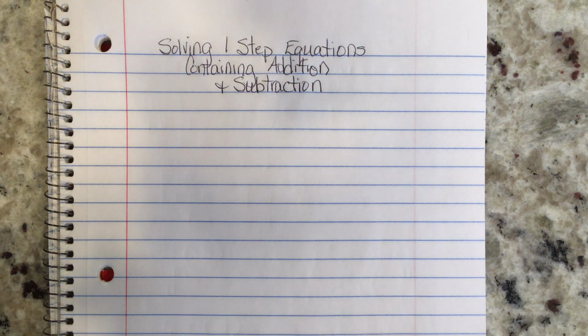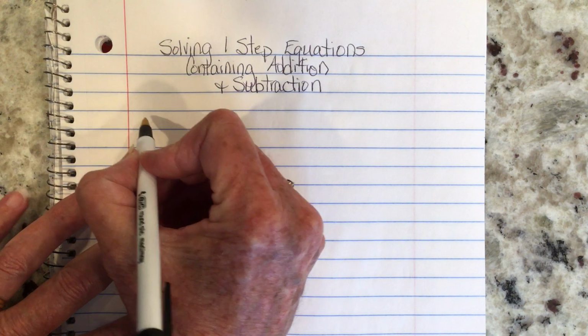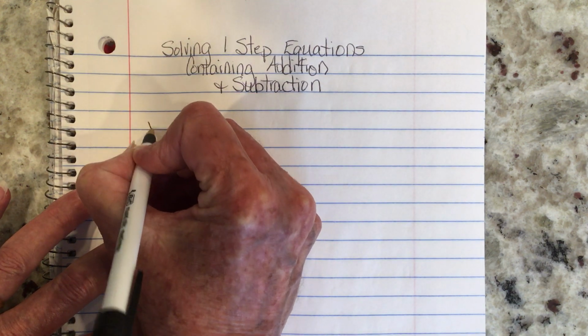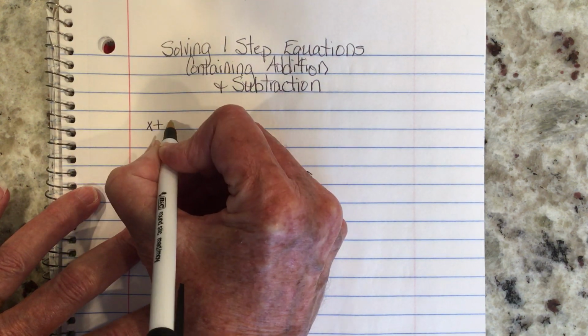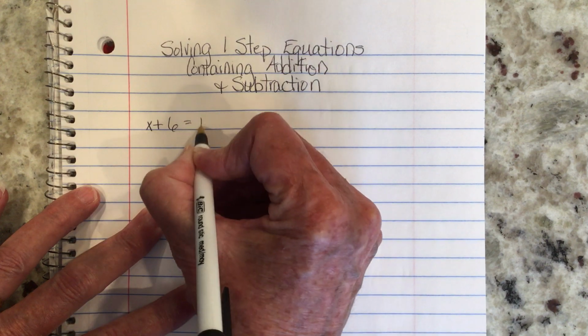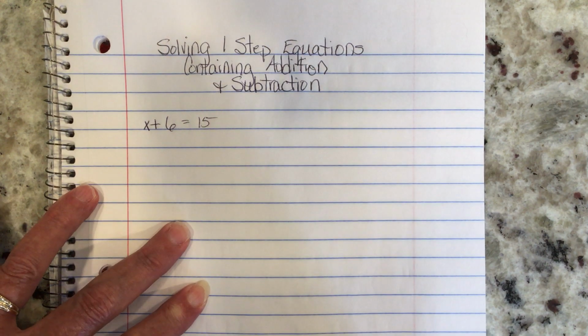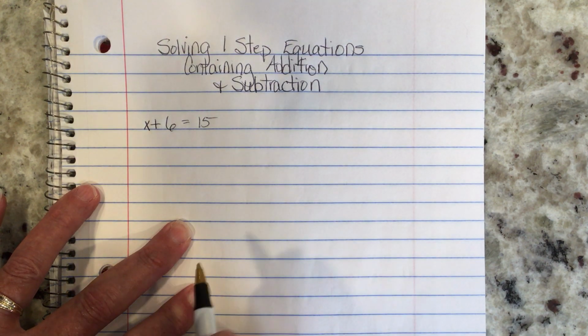All right, so we're going to do some more reviewing. We're going to do solving one-step equations that contain addition and subtraction. So let's start out with the equation x plus 6 equals 15. And we're being asked to find the value of x.